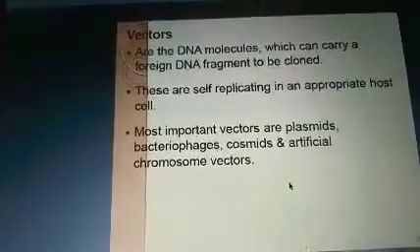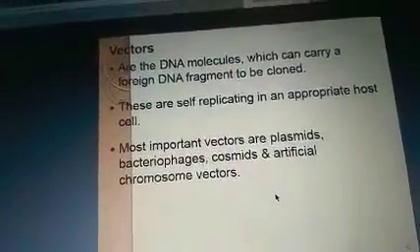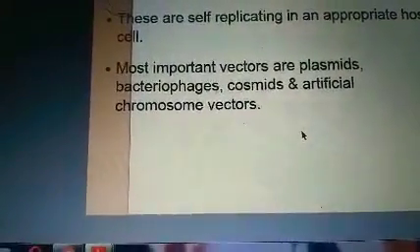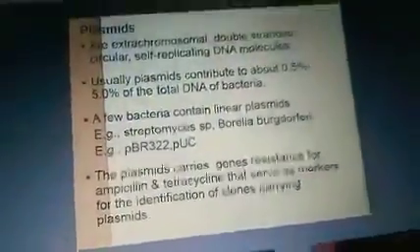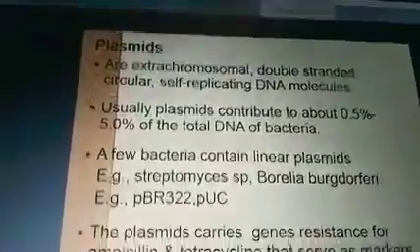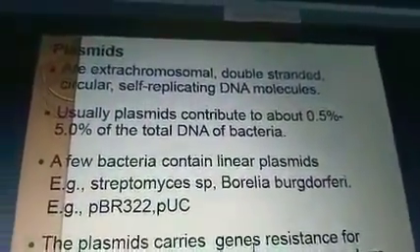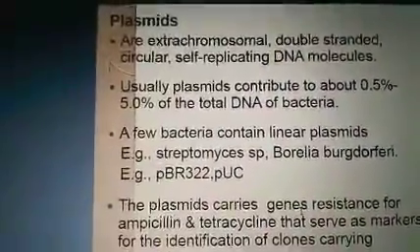Talking about vectors, they are the DNA molecules which carry a foreign DNA fragment to be cloned. Most of the vectors are plasmids, bacteriophages, cosmids, and artificial chromosomes. Plasmids are extrachromosomal double-stranded circular self-replicating DNA molecules. Usually plasmids contribute about 0.5% to 5% of the DNA of bacteria. A few bacteria contain linear plasmids.